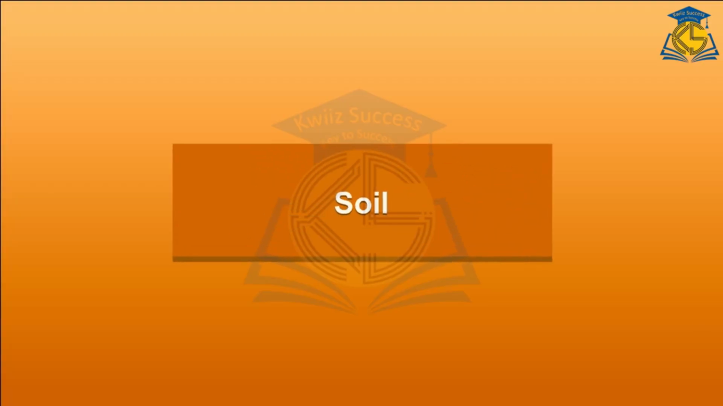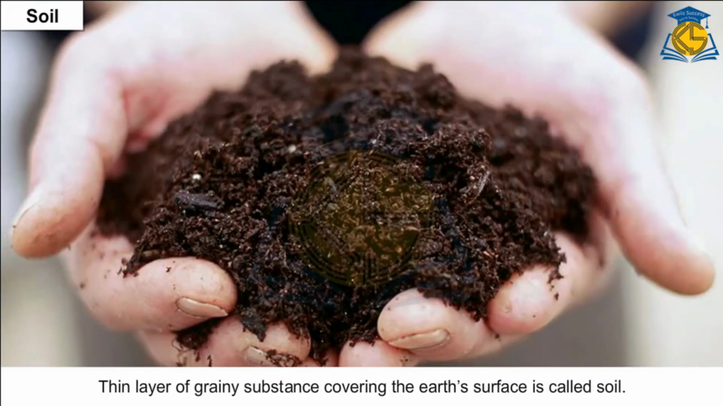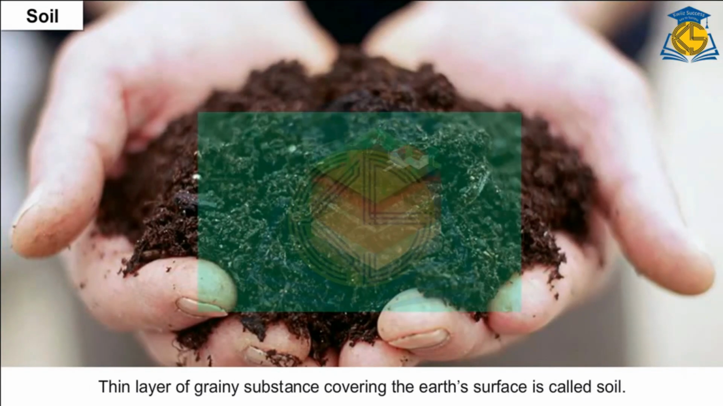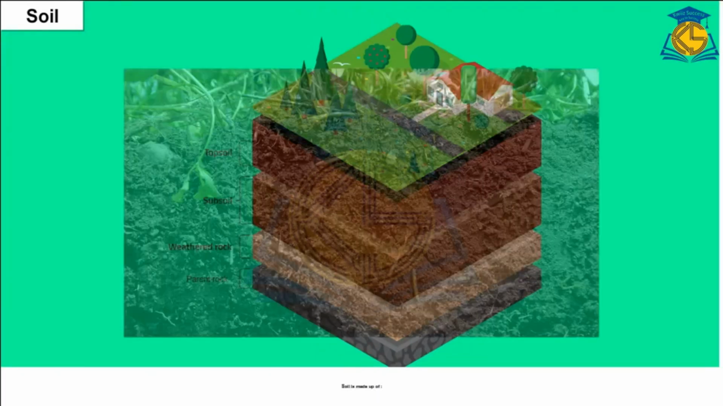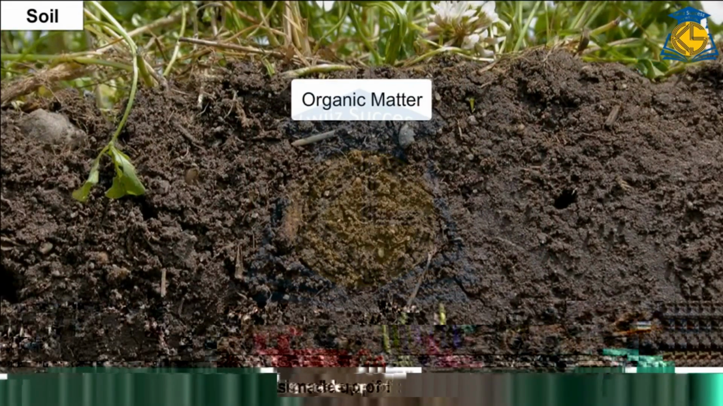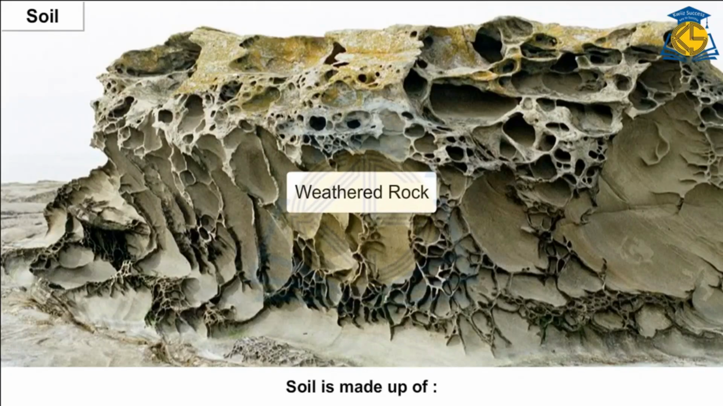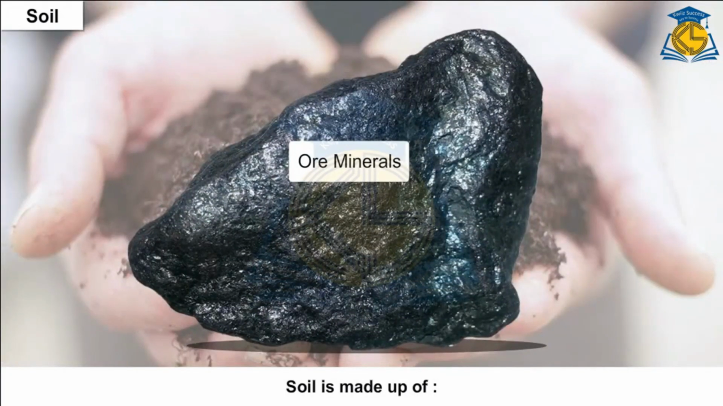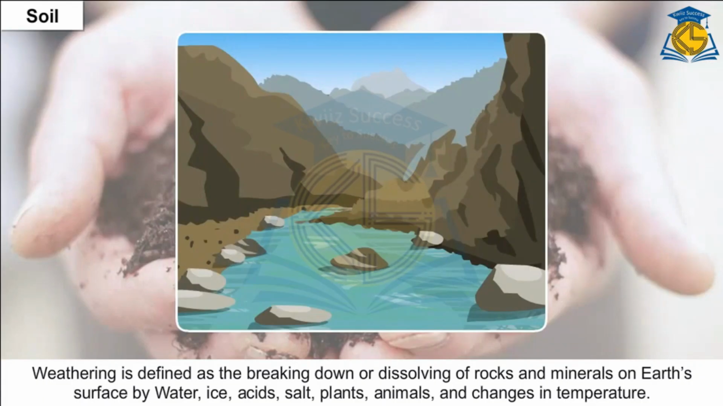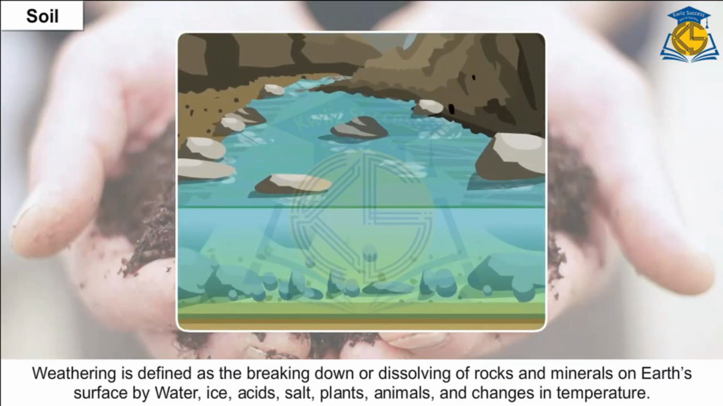Soil. The grainy thin-layered substance covering the Earth's surface is called soil. It is made up of organic matter, weathered rock, and ore minerals. Weathering is defined as the breaking down or dissolving of rocks and minerals on Earth's surface by water, ice, acids, salt, plants, animals, and changes in temperature.